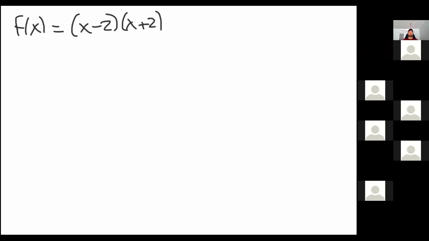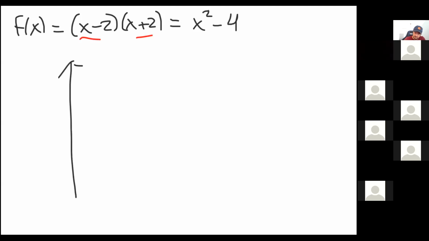So next function I want us to look at just really quickly is this one, x minus 2 times x plus 2, which if I FOIL it out, becomes x squared minus 4. And if I look at it as x squared minus 4, again, based off the stuff that we covered last week, I know this is just the x squared graph shifted down 4 units. And I can also see what my roots are.